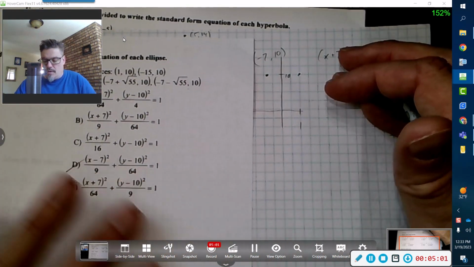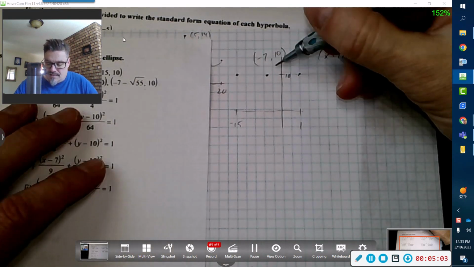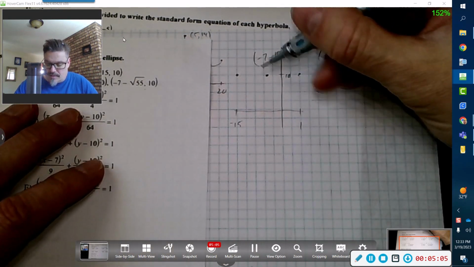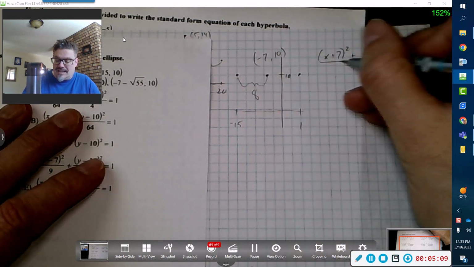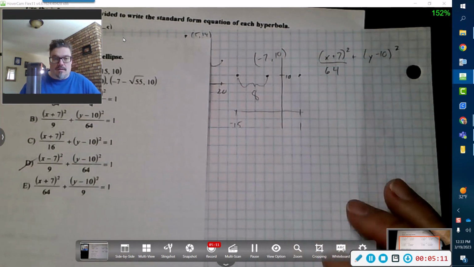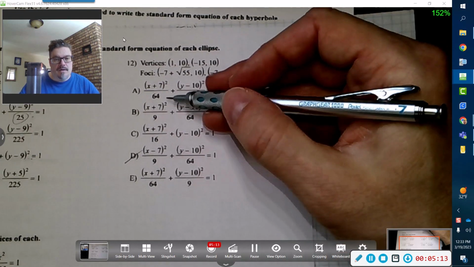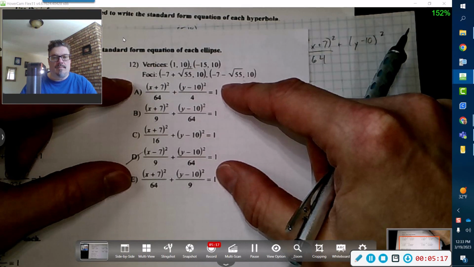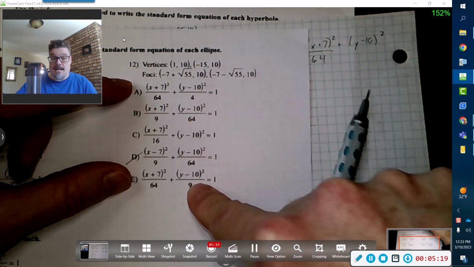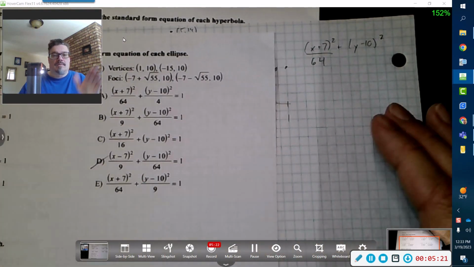Now, what goes underneath what? So if this goes from, this is a distance of 8, that means underneath the x-axis we will put 64. Will that eliminate 1, 2? Okay, so now we've got A and E left over, and then we'll figure out, is it 4 or is it 9? Now here's where the focus comes in.